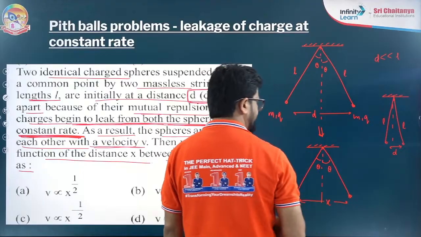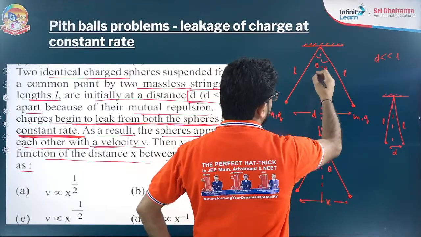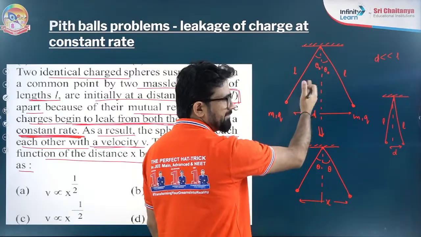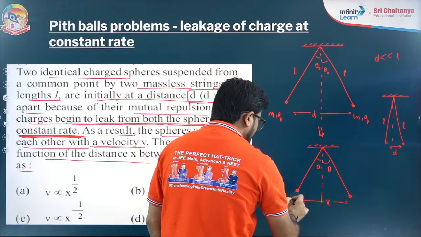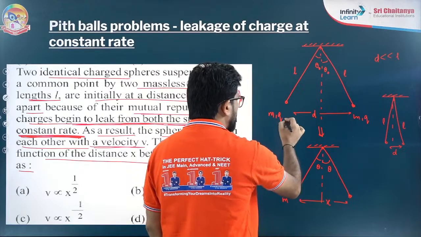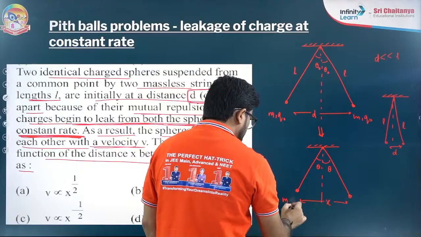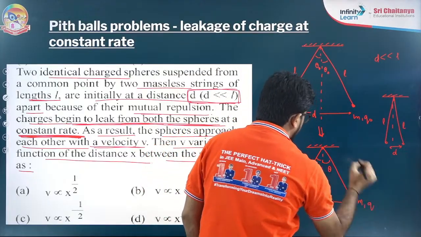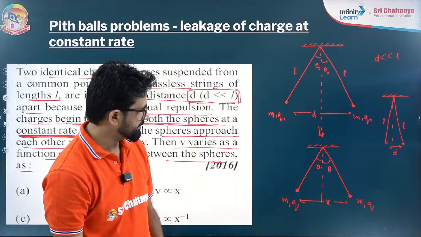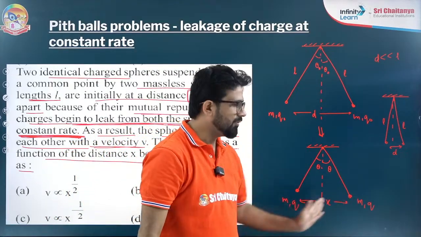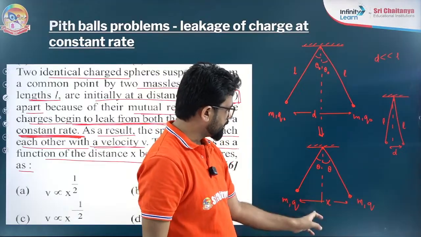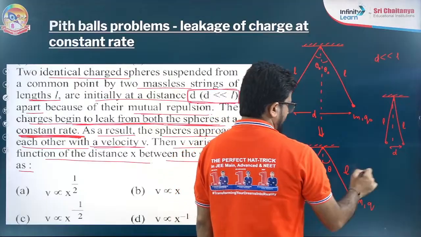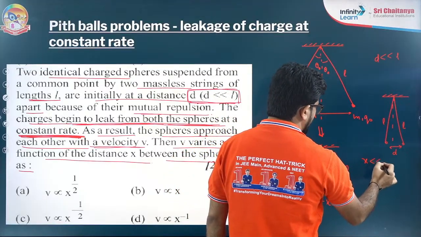This theta is changing. Initially, suppose it was theta naught; now it has changed. The mass is m. Initially the charge was Q naught, and at this point of time the charge is Q on each ball, some different value, not equal to the initial value. Theta and Q both changed, and d has now become x. The length is L, and no need to say that x is also much less than L.